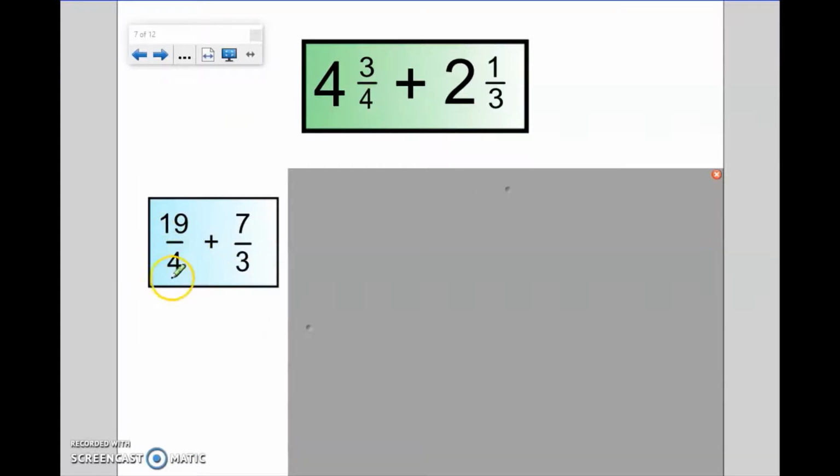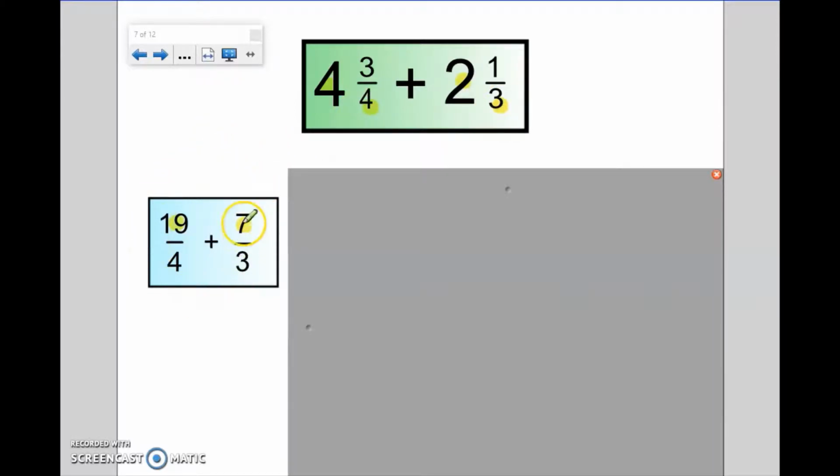Let's have a little look how I got that. I did 4 times 4, which is 16. So I had 4 wholes. 4 times 4, which is 16. Added that onto the 3, which is where this 19 came from. So now I'm dealing with a top-heavy fraction. 2 times 3 is 6. Added on to the 1 that's already on the numerator, that's where this 7 comes from. Notice that the denominators do not change when we convert to a top-heavy fraction.